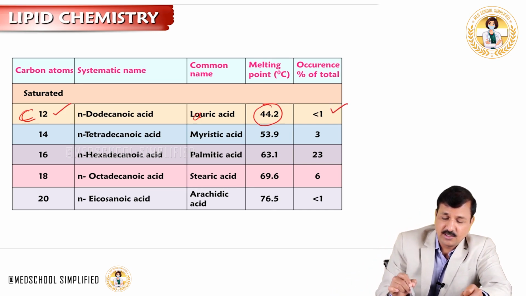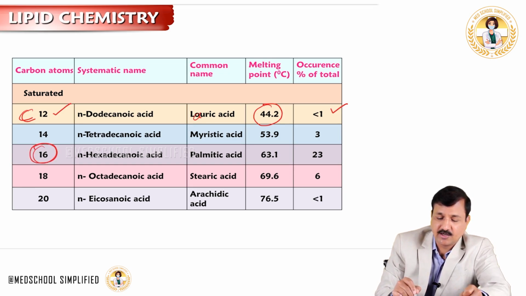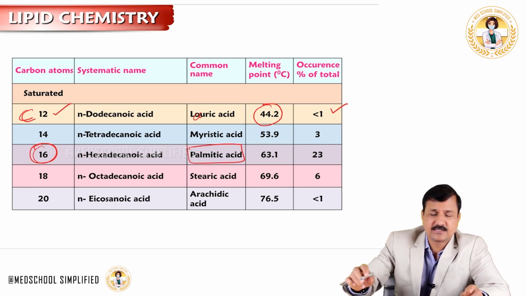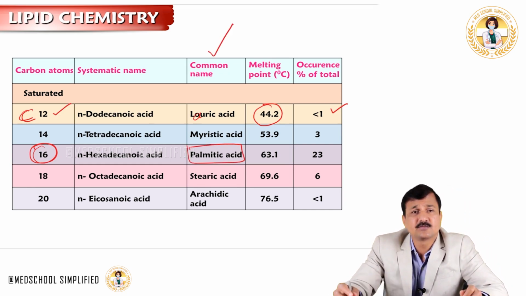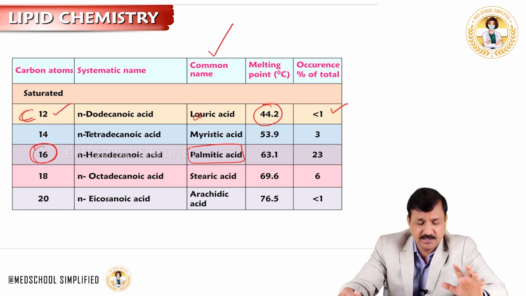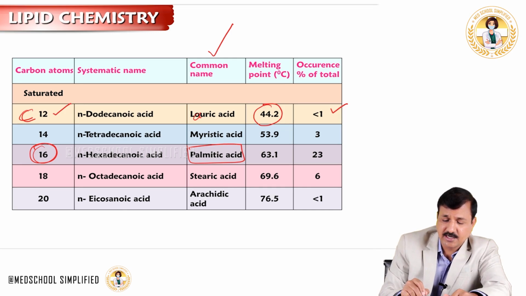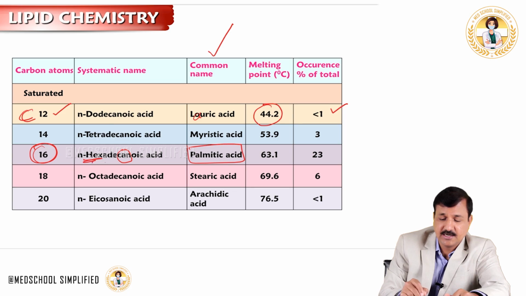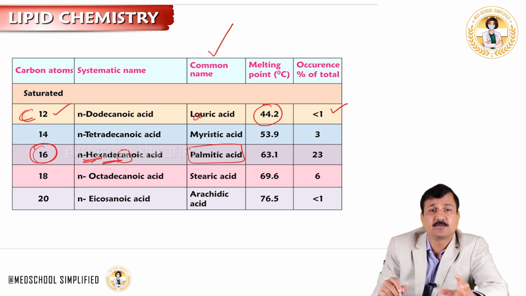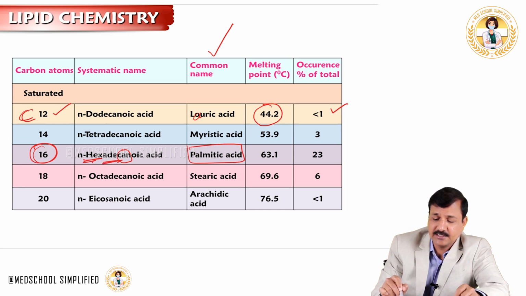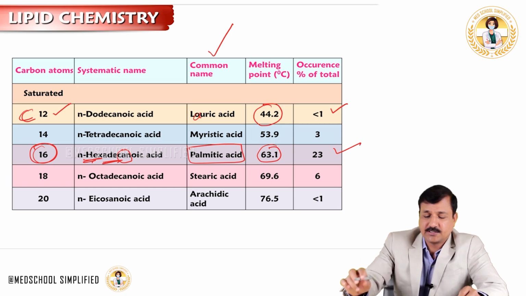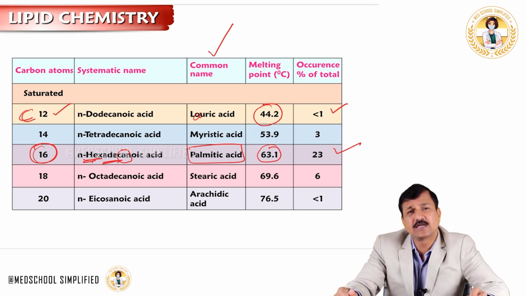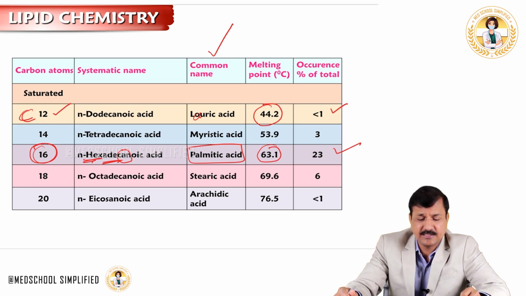Now like that, if you go on looking at it, then we have a 16 carbon fatty acid which is hexadecanoic acid, whose common name is palmitic acid. Usually we use common names most of the time. Generally we don't use the systemic name, but you should have an idea what the meaning of hexadecanoic acid is. Anoic acid means no double bond. Hexa means 6, deca means 10, so 10 plus 6, 16. That's palmitic acid. The melting point is 63.1 and occurrence is 23%. That means the frequency or the abundance of palmitic acid is more here.